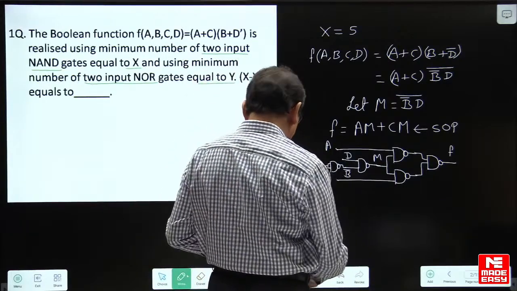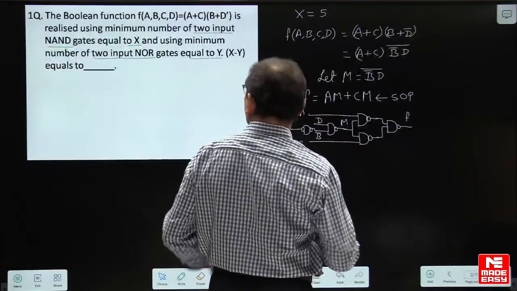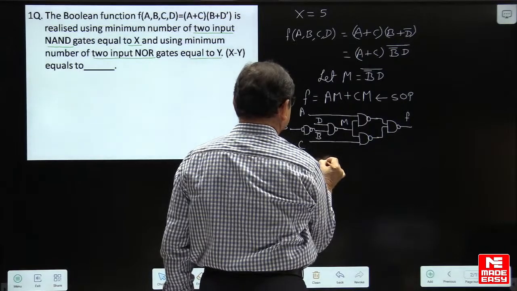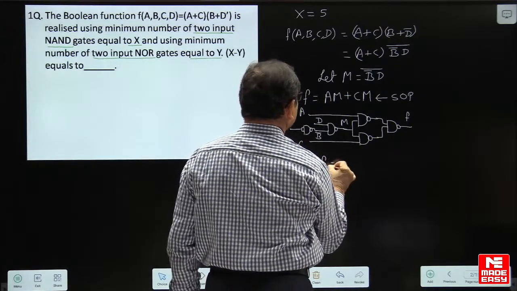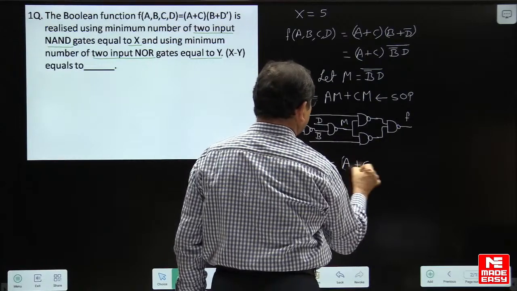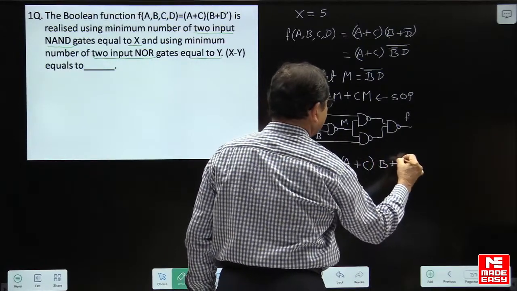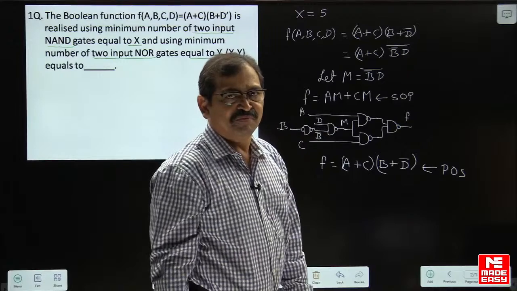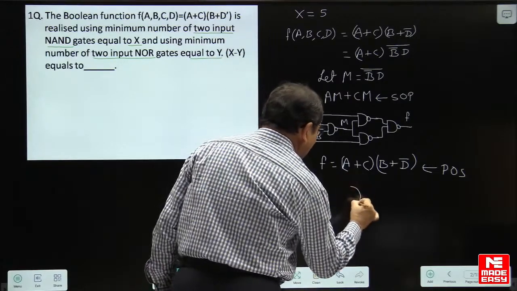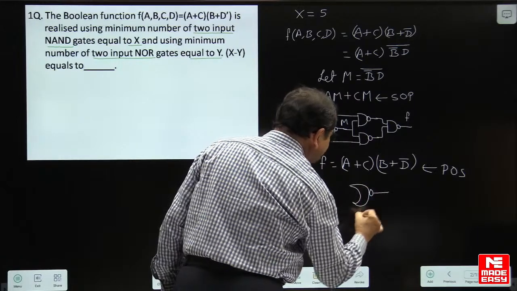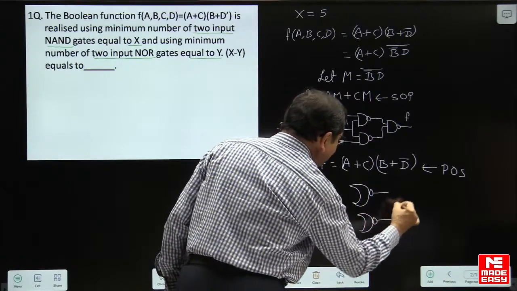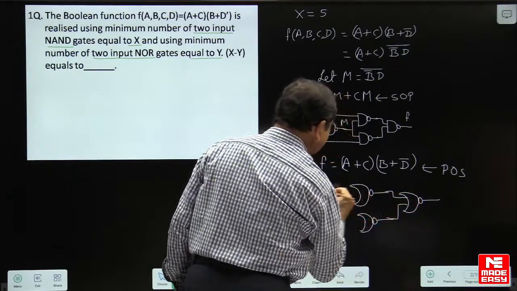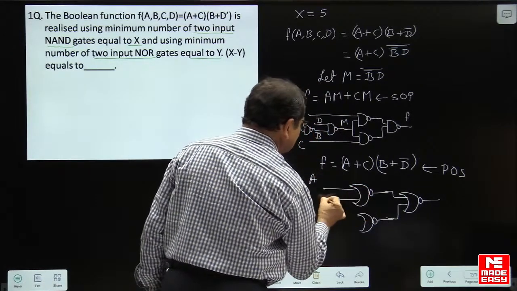Similarly, if you try the minimum number of 2 input NOR gates, the function we have here is a POS expression. When this POS expression we try to implement by using the NOR gate circuit, you know well, this is a circuit we will have for implementing this POS expression. A POS expression can be implemented with this circuit.